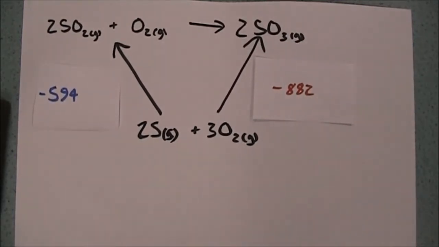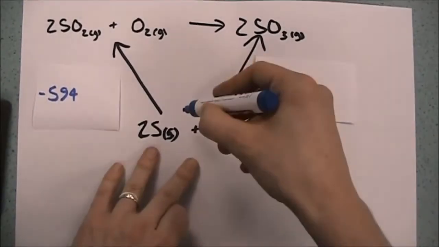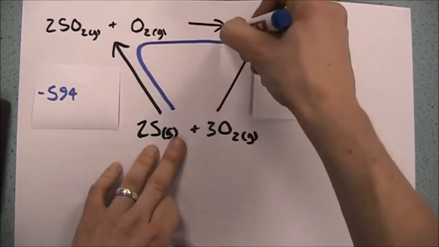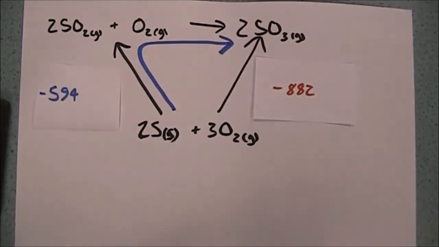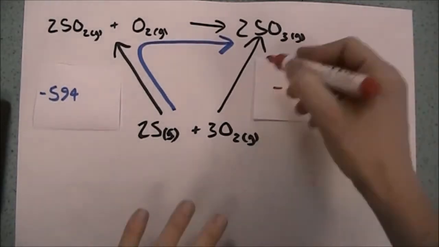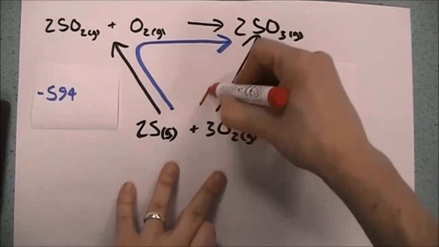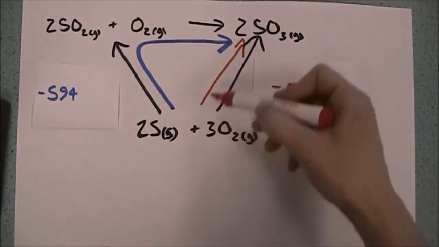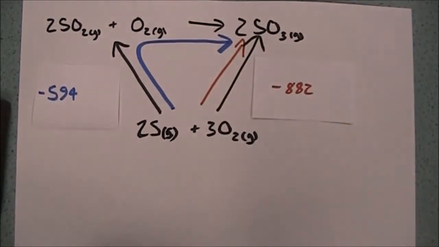So let's find our 2 routes. We've got to find 2 routes to get from one place to another. I'm going to call the blue route this one. We can go from here to here by this route. I'm going to call the red route this one. Go from here to here directly. And so this and this will have the same enthalpy change.